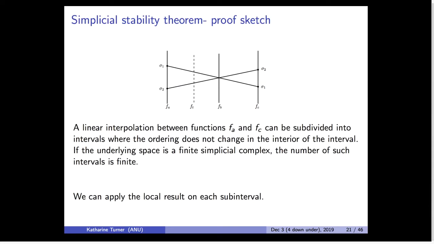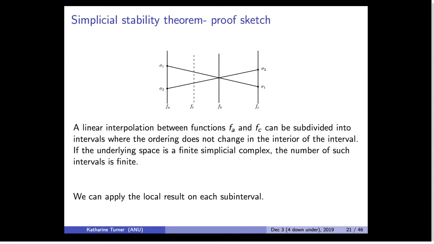The mini proof is take linear interpolation and split. So if I've got two functions here, okay, so I can sort of think that I've got functions FA and FC, all right? And then if I do some sort of linear interpolation between them, occasionally they'll intersect and they'll change order, okay? But it will only change finitely many times. I've got a finite simplicial complex, there's only going to be finitely many times where these order changes happen. And so you just do your little local result on every sublevel set, on each of the subintervals, and add them up. So going from the local to the global is actually not too much of a problem.